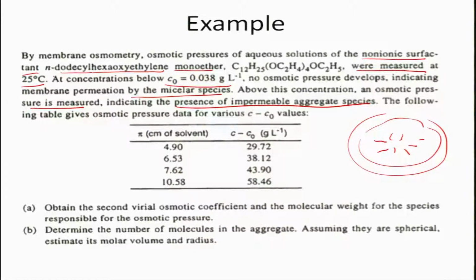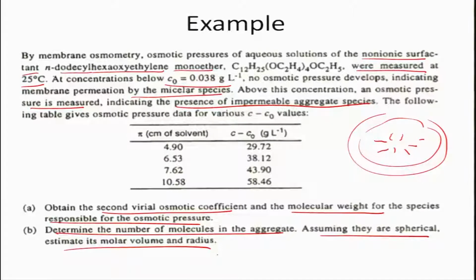in this way. The question is to find out the second virial osmotic coefficient and the molecular weight of the species responsible for the osmotic pressure. It is a very practical example you can think of. Then determine the number of molecules in the aggregate, that is the second part. Assume they are spherical, estimate its molar volume and radius. I will try to solve some part of it and leave other parts for you to ponder on. Now, what about the first part? First part is actually straightforward.